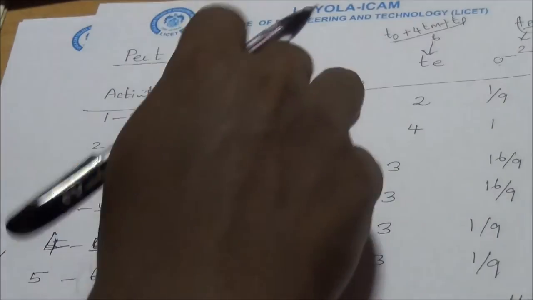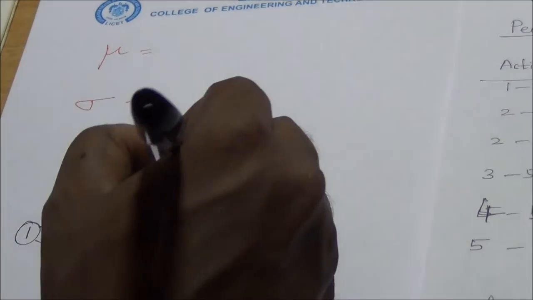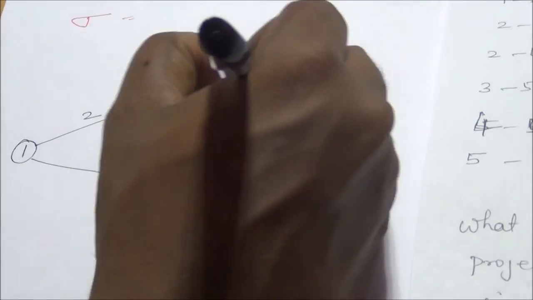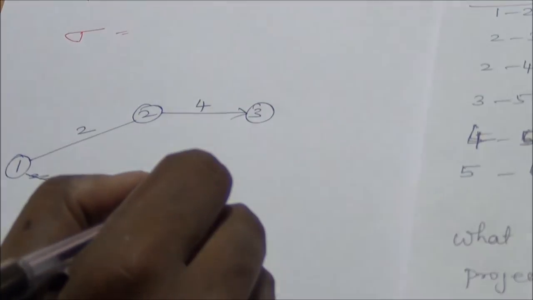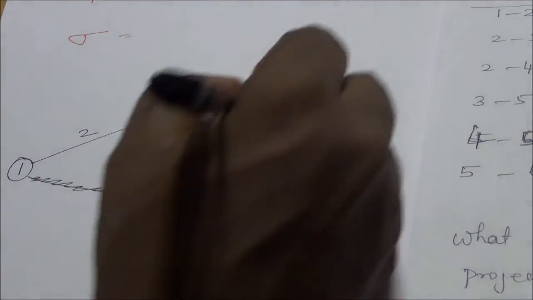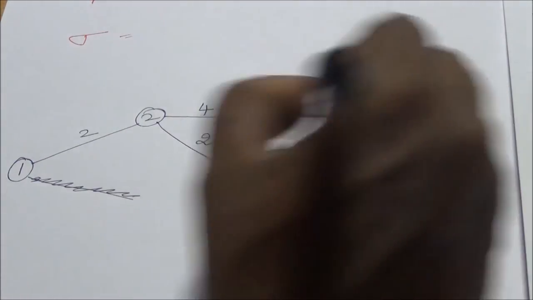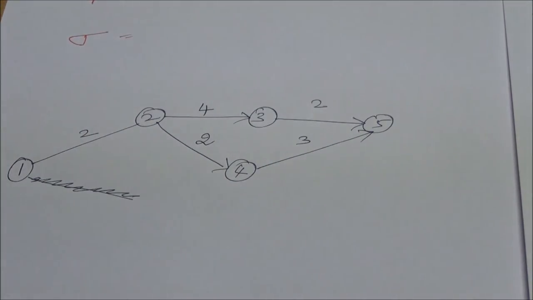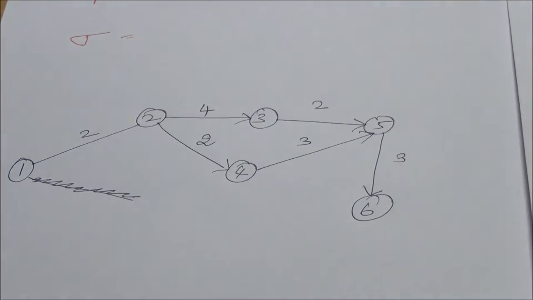From 1 to 2 we have a most likely time of 2, and we take that into consideration. From 2 to 3 we have 4 as most likely time. From 2 to 4 we have 2 as the most likely time. From 3 to 5 we have 2 as the most likely time. From 4 to 5 we have 3 as the most likely time, and from 5 to 6 we have 3 as the most likely time.